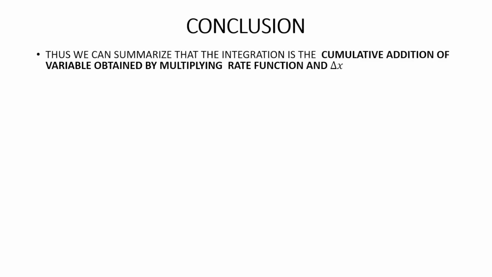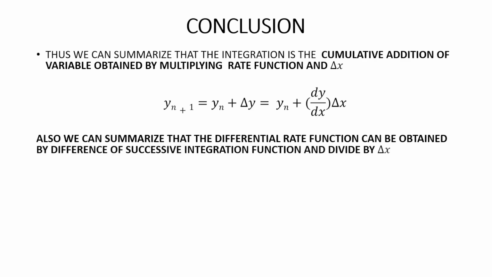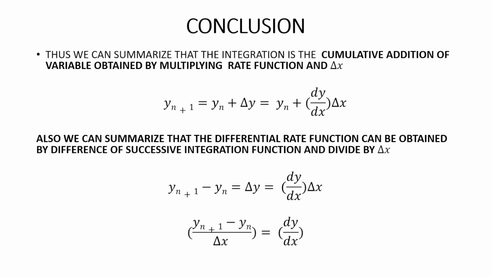Thus we can summarize that the integration is the cumulative addition of the variable by multiplying the rate function and the delta x. We have seen the equation for the cumulative addition of the variable. Also we can summarize that the differential rate function is the difference between successive integration function values divided by delta x. For that also we have seen the expression: delta y by delta x, that is y of n plus 1 minus y of n divided by delta x. You get dy by dx as delta x tends to 0. Thank you.